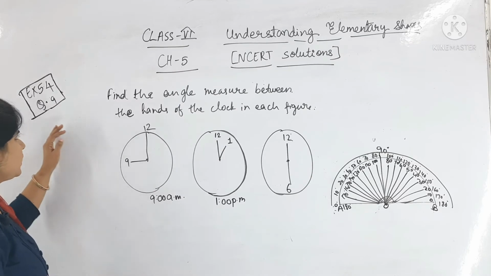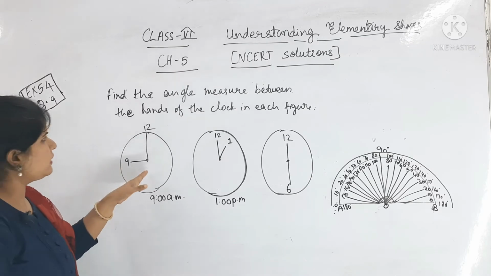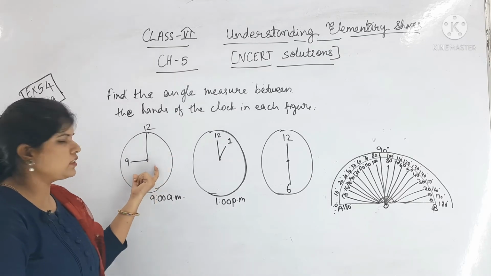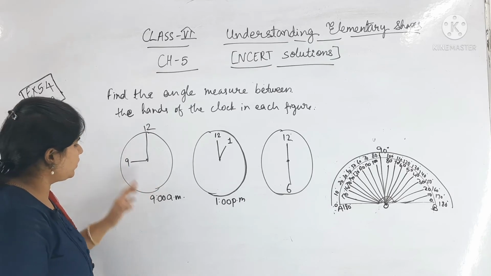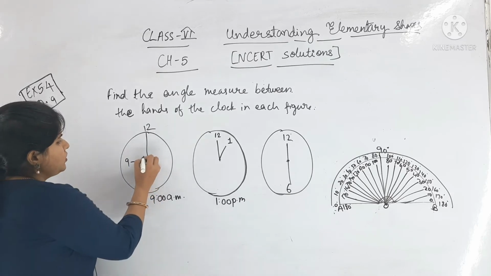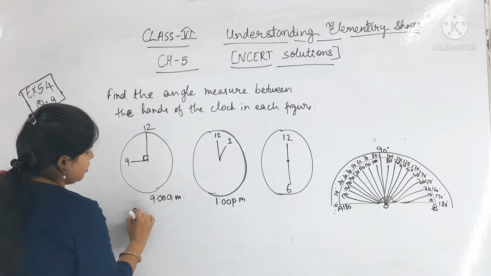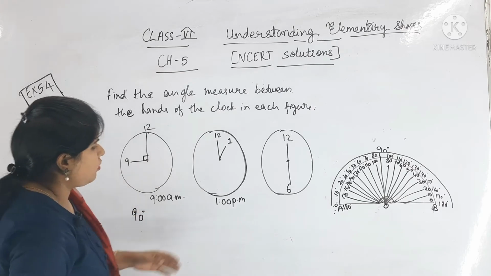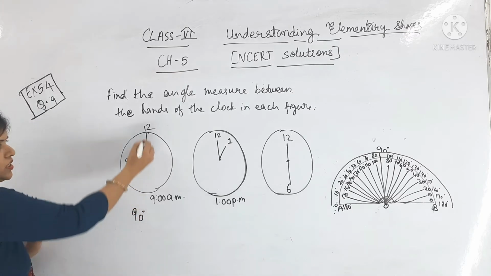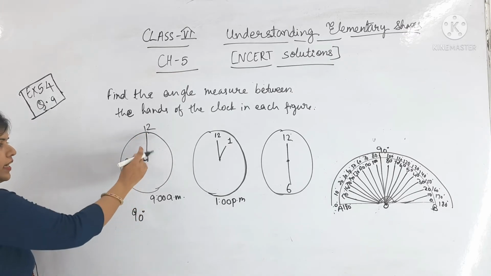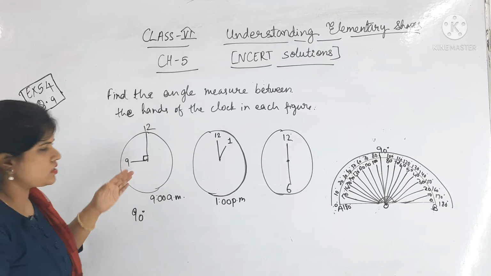Okay students, let's see question number 9. You have to find the angle measured between the hands of the clock. It is given here 9 am. So this is your right angle, so this will be your 90 degree. This is not a straight line, sorry, this is the perpendicular line. So that is the 90 degree.